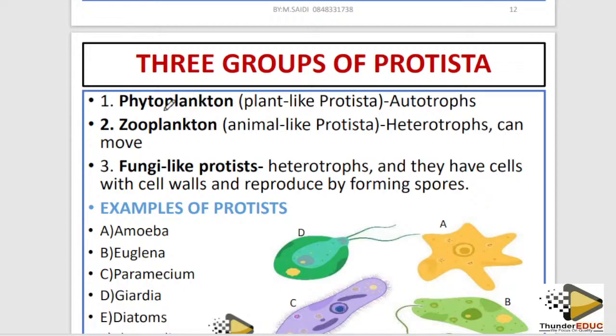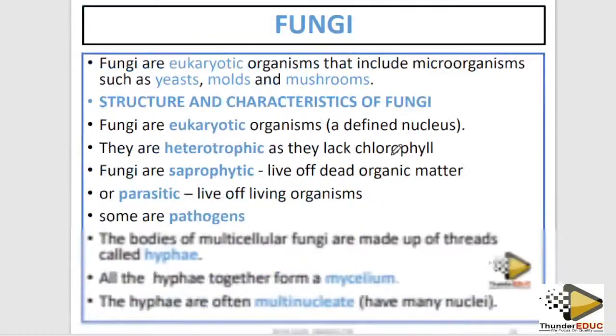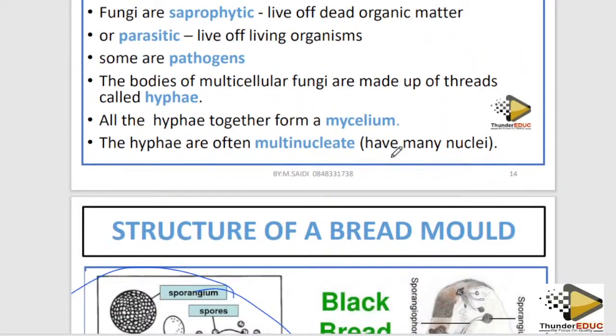Phytoplankton. Zooplankton. Phyto comes from plants. Zoo is for animals. Zooplankton can also be autotrophs, heterotrophs. We can also bring them as terminology. The person who was asking for the terminologies.